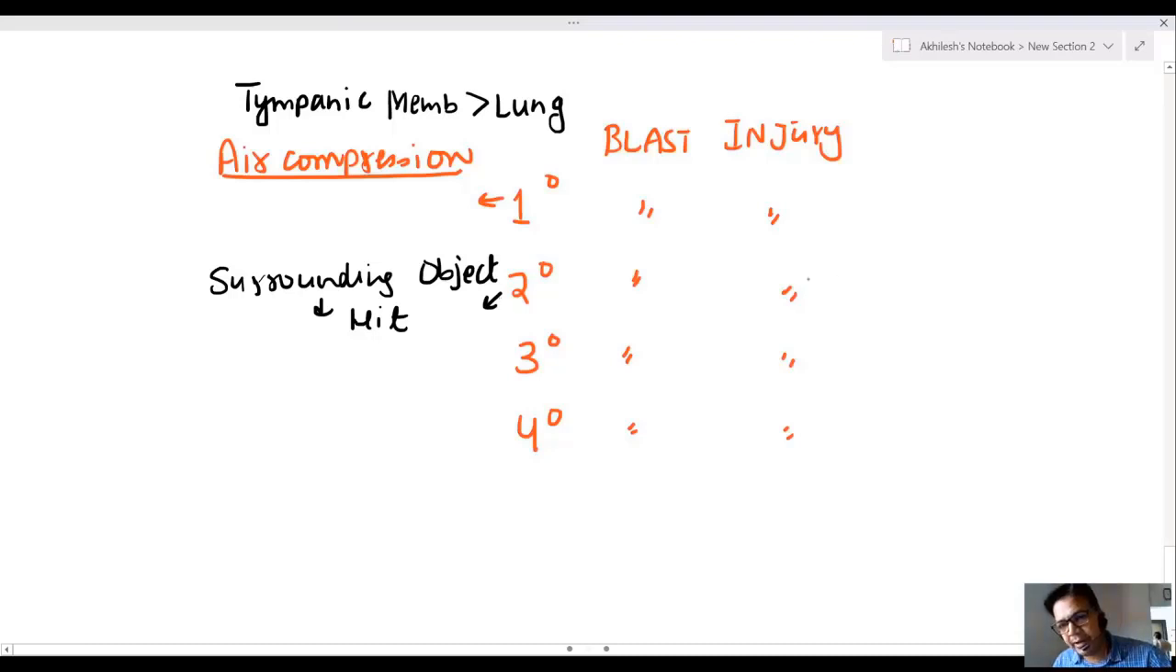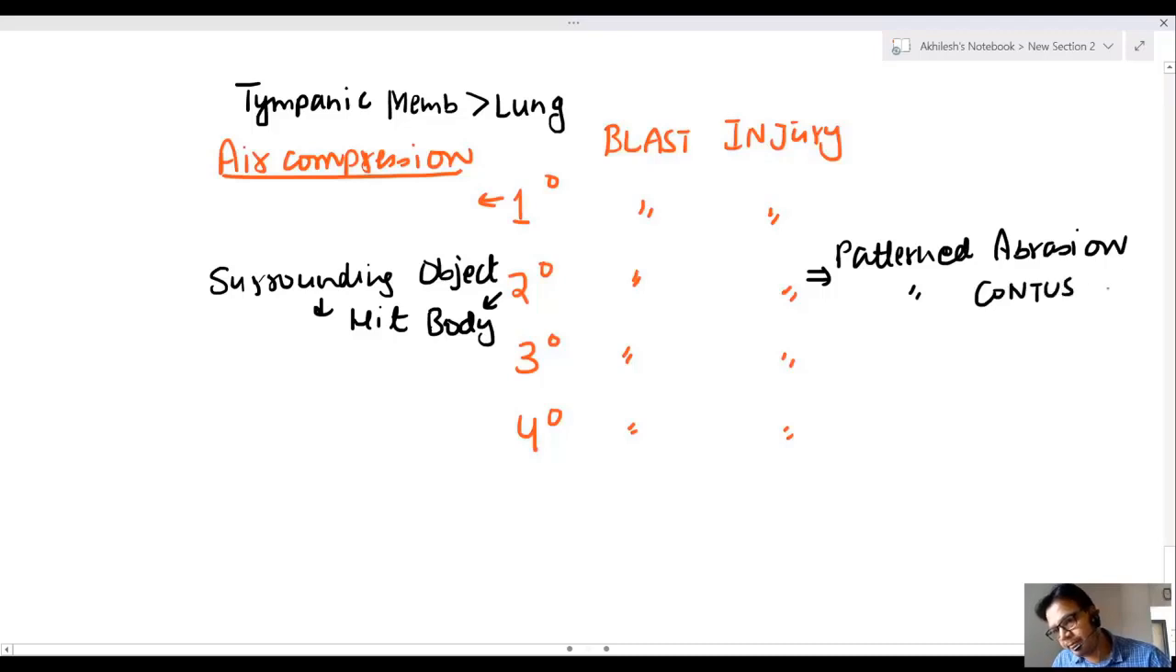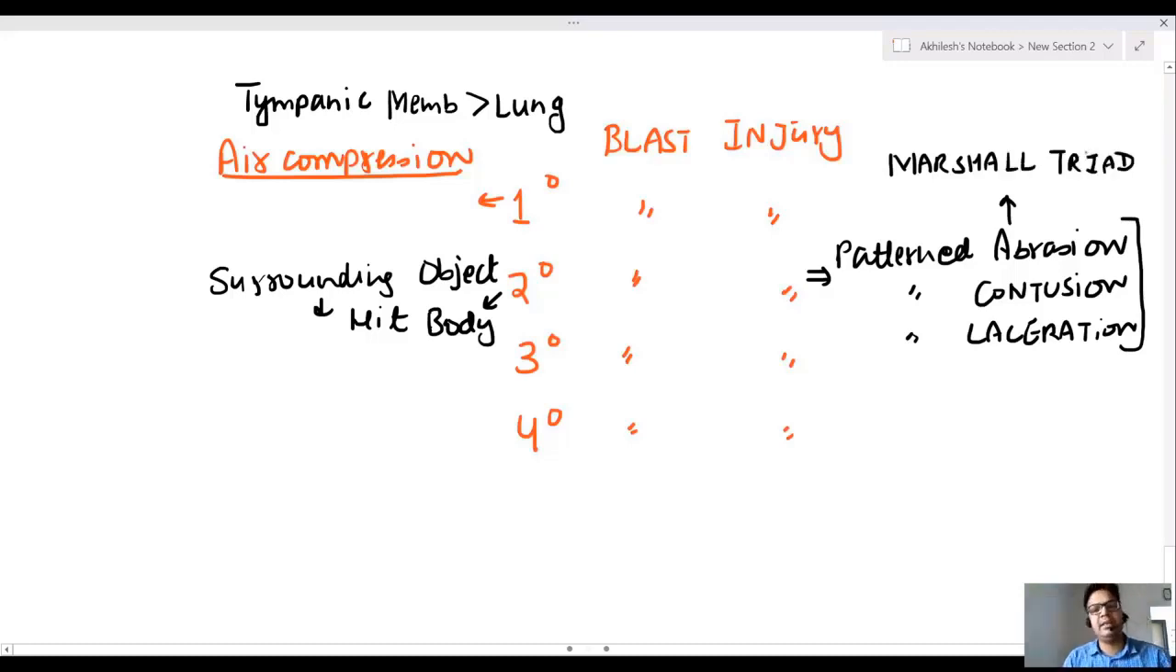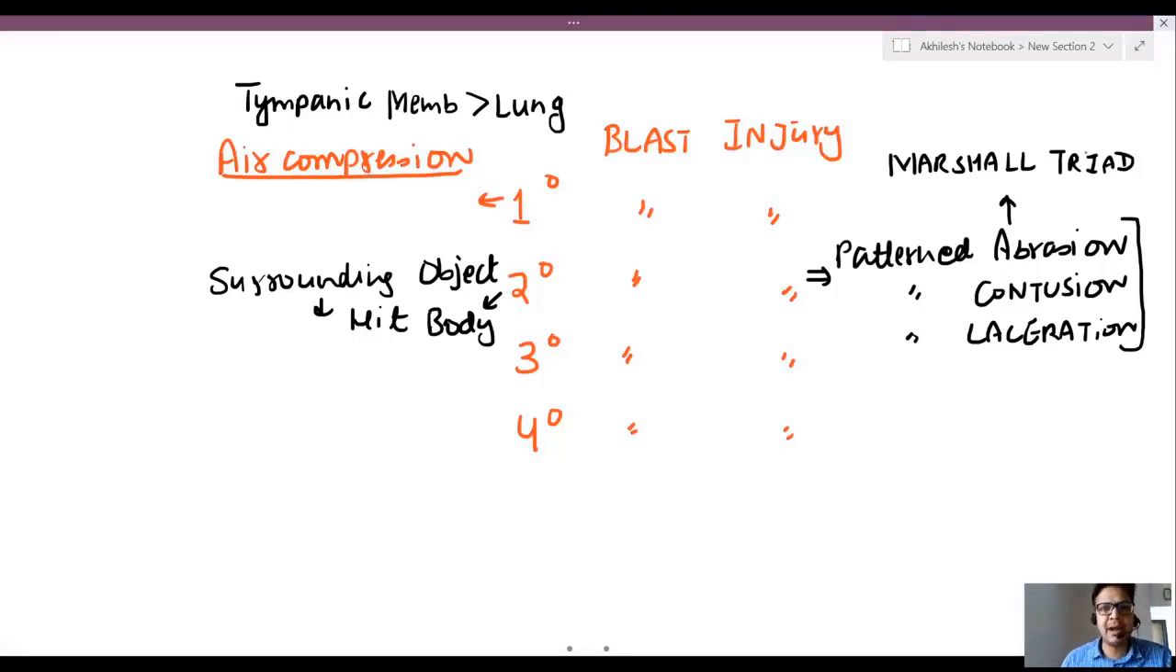So hitting of the body, there will be pattern abrasion, pattern contusion, and pattern laceration. This triad is known as Marshall's triad. Objects surrounding you hitting your body produce pattern abrasion, pattern contusion, and pattern laceration. This is known as Marshall's triad.